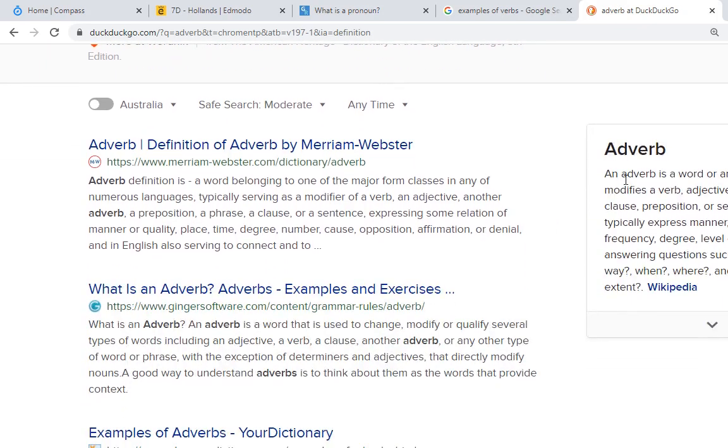Let's see what we've got over here. An adverb is a word or an expression that modifies a verb. Okay, so we know a verb is the action word. So adverbs typically express the manner, place, time, frequency, degree, level, or certainty, etc. Answering questions such as how, in what way, when, where, etc. Okay, this looks like it might be useful. Let's see where that came from.